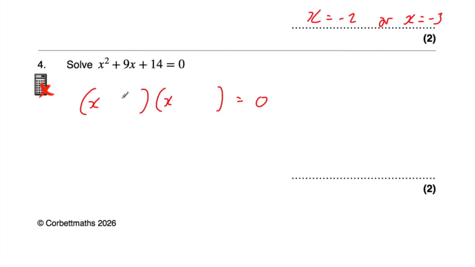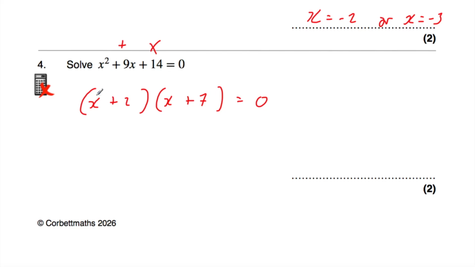Then in terms of finding the numbers to go inside the brackets, we want to find two numbers that will times together to give us an answer of 14, and they will add together to be 9. And I'm thinking 2 and 7, because 2 times 7 is equal to 14, and 2 plus 7 is equal to 9. So that's what we'll go in the brackets, 2 and 7. So we'll factorize that quadratic. And we can check this is right.